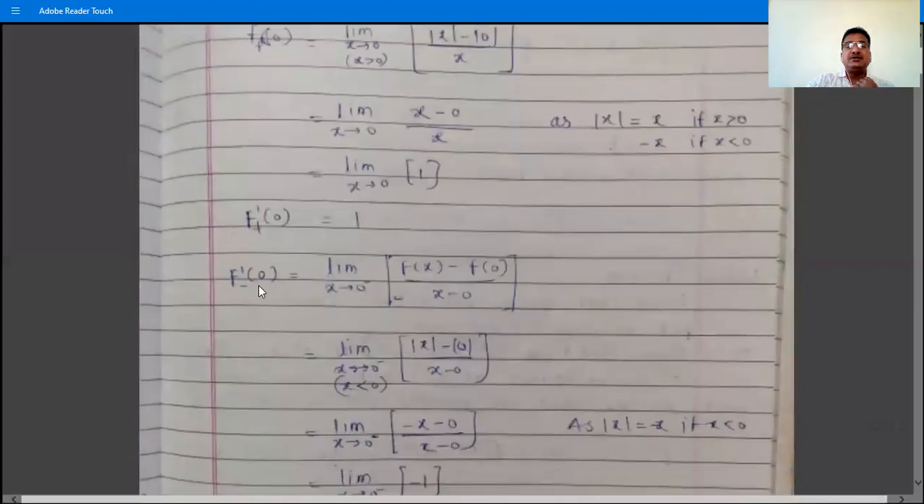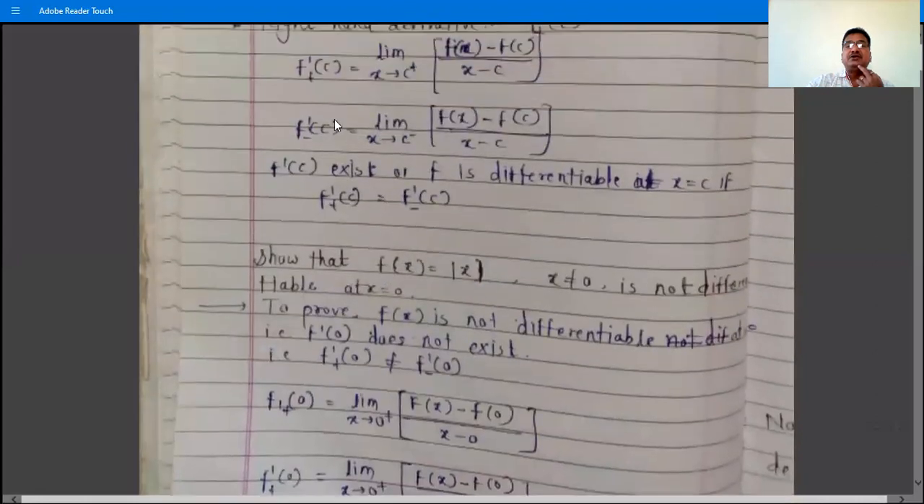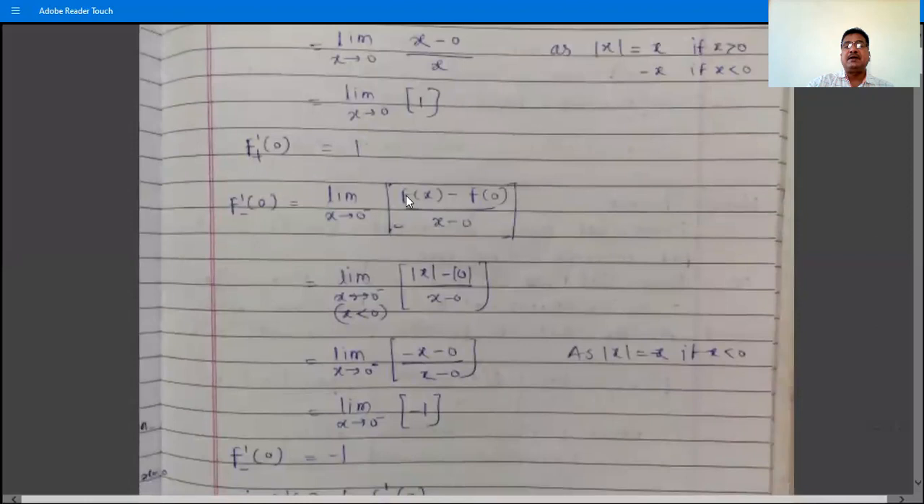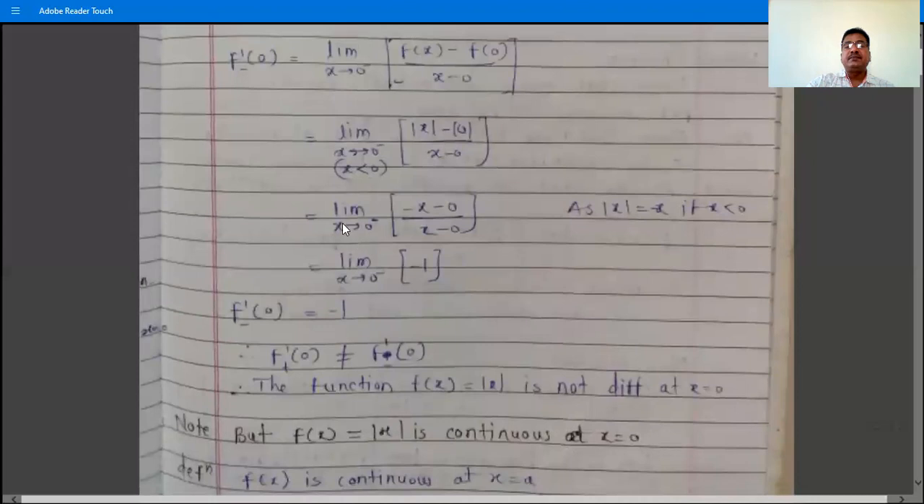Now we have to find f'(0-). What is the definition of f'(0-)? This is the definition: f'(0-) is the limit as x tends to 0- of [f(x) - f(0)] / (x - 0). And what is the meaning of x tends to 0-? It means x is less than 0. And f(x) is mod x minus mod 0 divided by x minus 0, and limit x tends to 0- means x is less than 0.